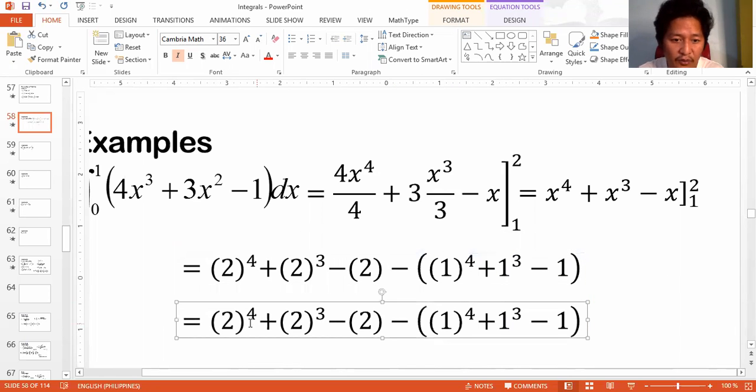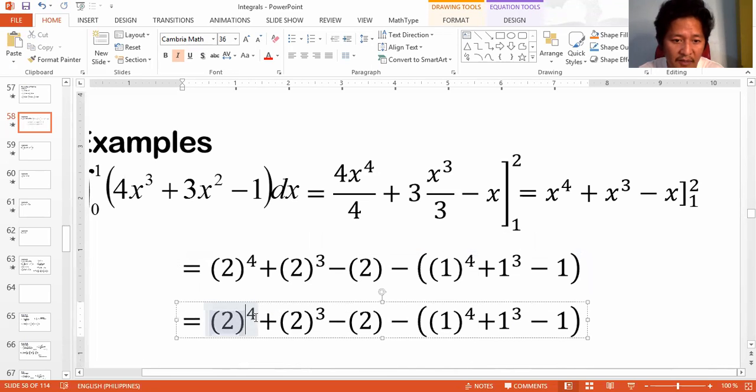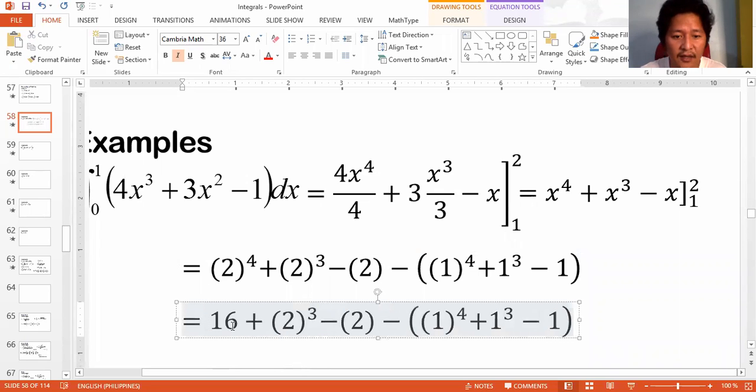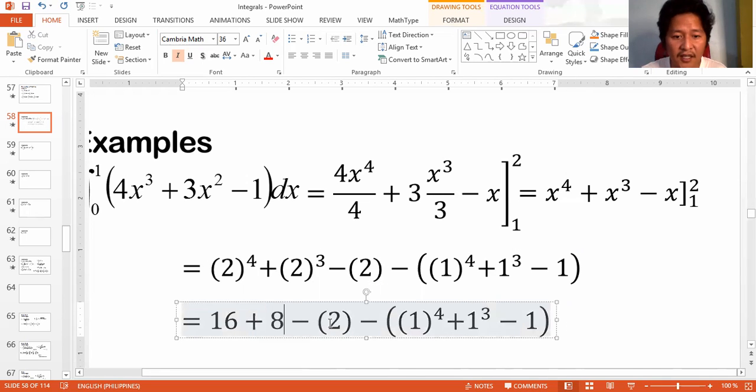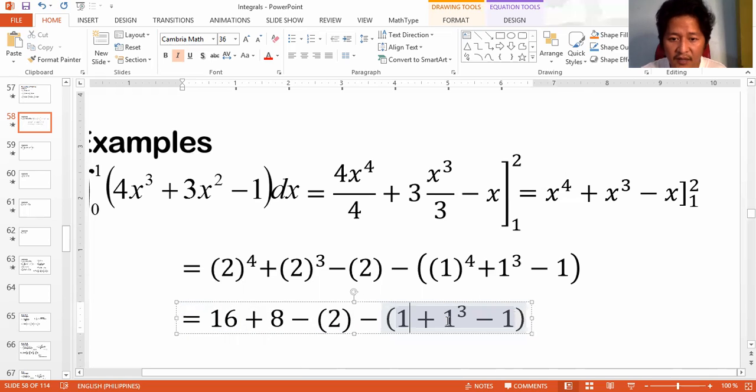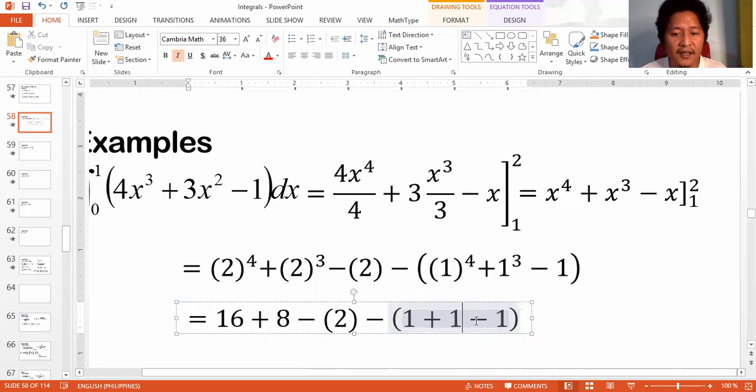Ito, 2 to the 4 is just, ilan ba to? 2 times 2 times 2 times 2. So that would be 16. Okay, and then 2 cubed. So this will just be 2 times 2, 4 times 2, which is 8. And then minus 2. And these are all 1 raised to 1. So 1 raised to 4 is just 1. And then same thing with 1 raised to 3 will also be 1. Okay, see, 1 times 1 times 1.